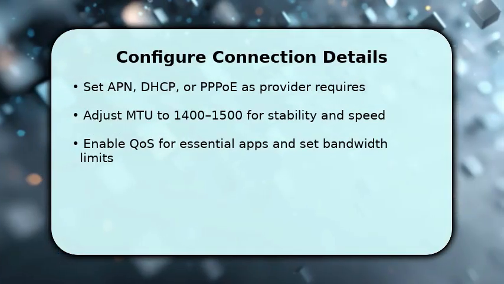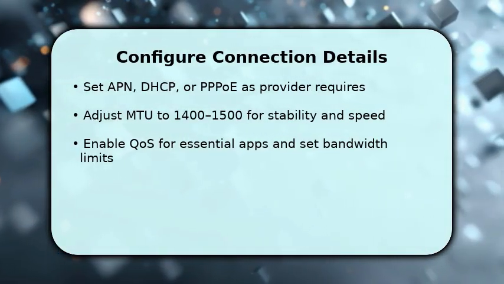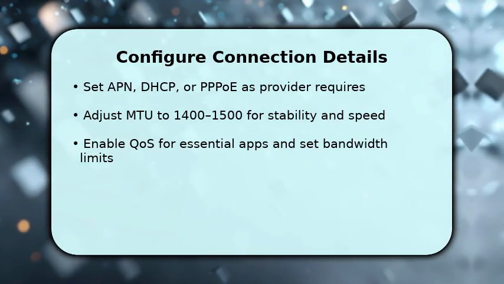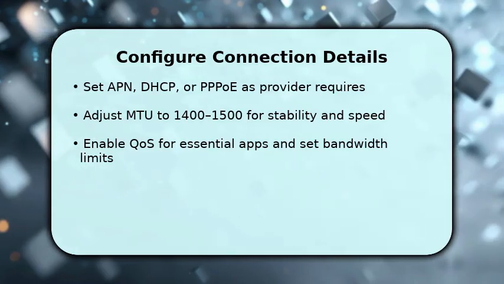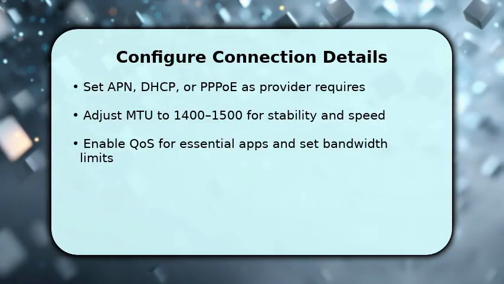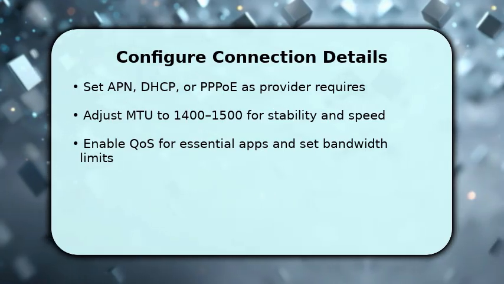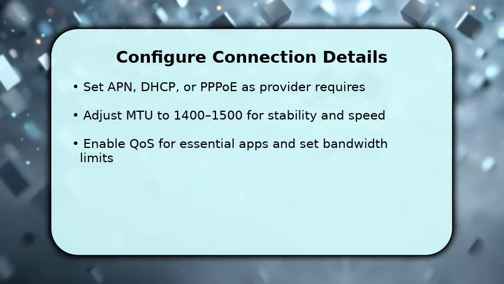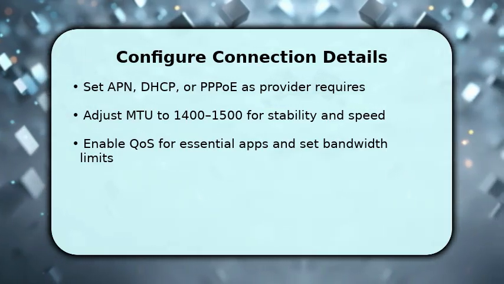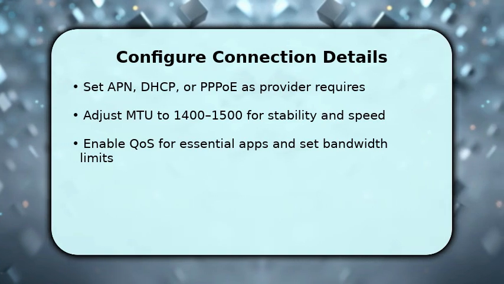You now configure the core settings so the unlimited service performs well. Set the APN or PPPoE credentials exactly as your provider requires, because small typos break connectivity. Then adjust the MTU to about 1,400–1,500. This reduces fragmentation and improves throughput. Once done, enable CoS and prioritize streaming or work traffic, which prevents one device from saturating the link. Make sure to save and reboot the router so changes take effect across all devices.